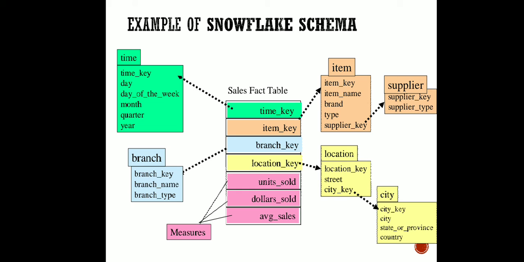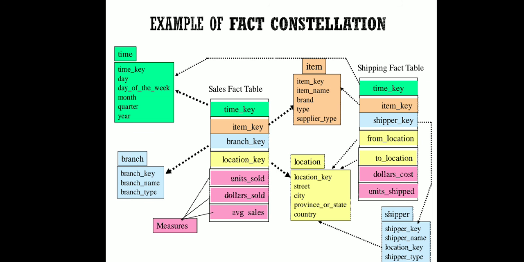So snowflake schema is doing what? It is further dividing my dimension table. But the fact table is single, only one fact table, and dimension tables can be many. Now just see this one, fact constellation. You can see it is just looking like a galaxy. Here, instead of only one fact table, we can merge even more than one fact table. Here we are maintaining two fact tables. One is the sales fact table, another is the shipping fact table.